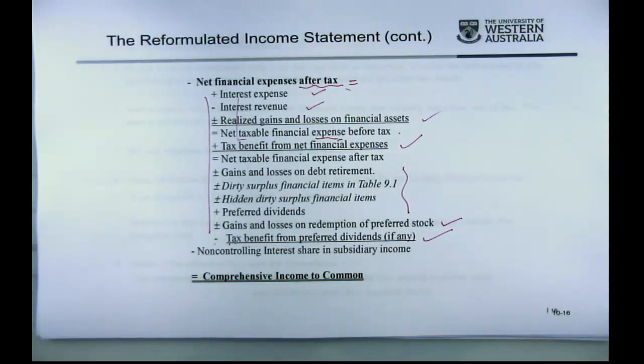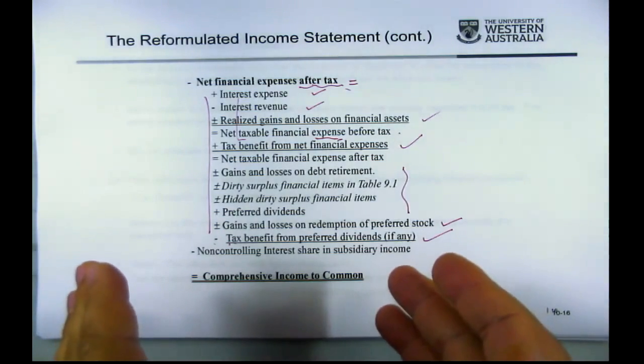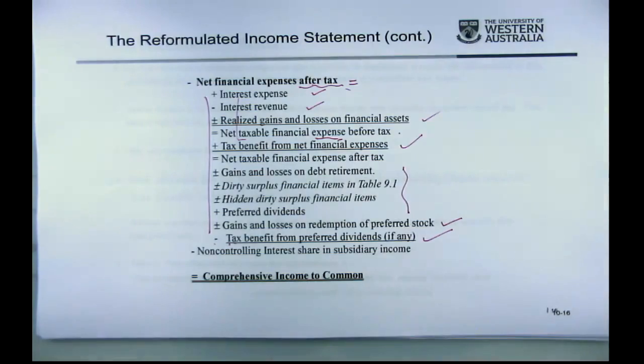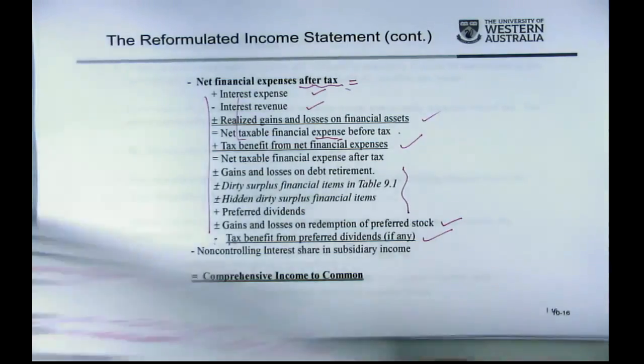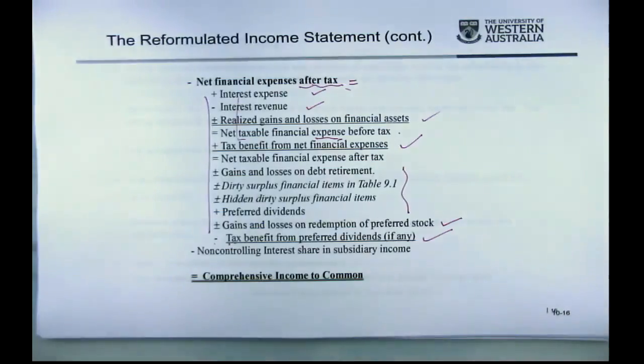We just deal with the income statement as given. We make proper classification, and we import gains and losses from the equity section and report them here in the income statement. Financial items are reported here, and operating items are reported here. Okay?